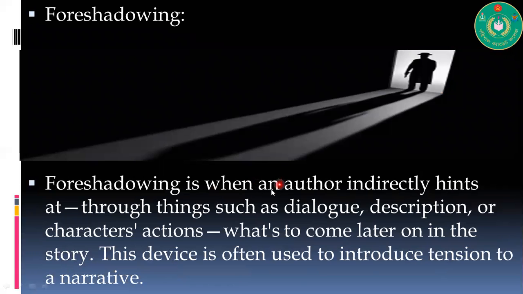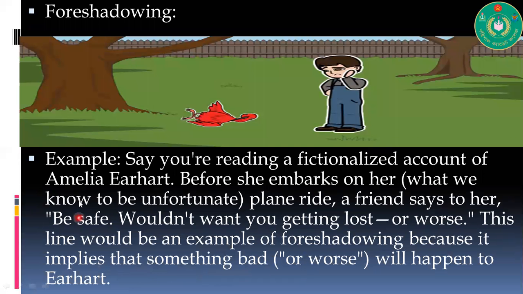Foreshadowing is when an author indirectly hints, through things such as dialogue, description, or character action, at what's to come later on in the story. Kind of a prediction. This device is often used to introduce tension to the narrative.